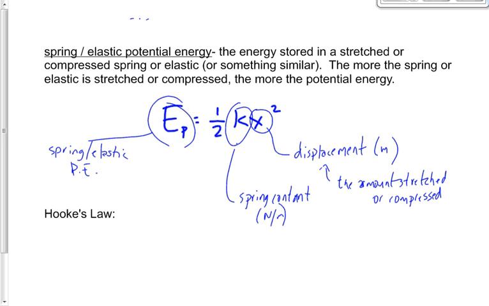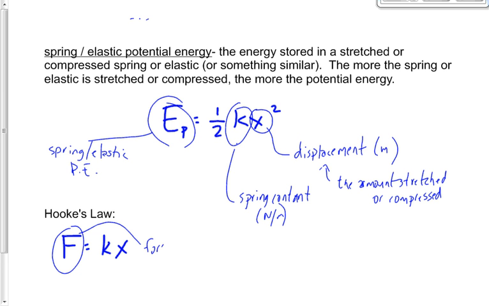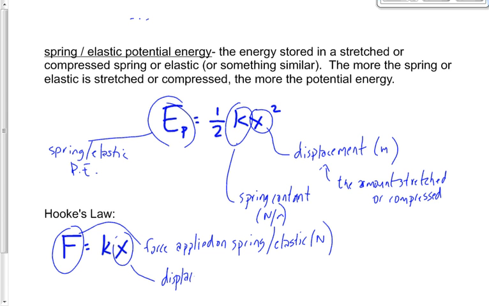Hooke's law provides for us a relationship between the force that's applied on a spring or elastic and the displacement of the spring or elastic. So F is the force applied on the spring or the elastic, and that's going to be measured in newtons, as force always is. x stands for, same thing as it did up here, the displacement, the amount the spring is compressed or stretched in meters. And of course, k is the spring constant again.